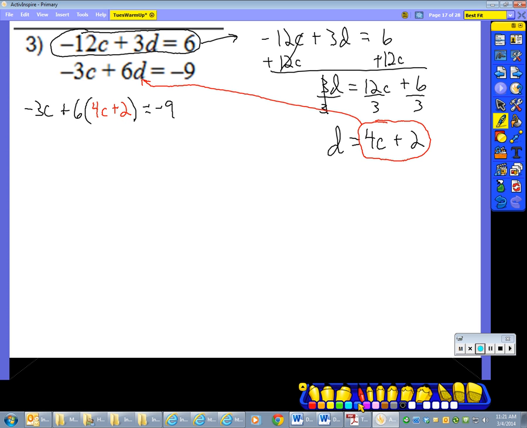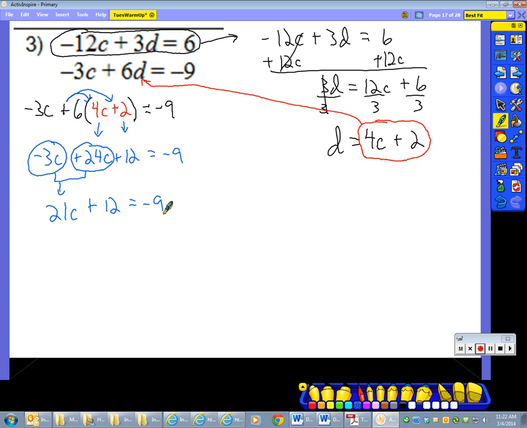So now I'm ready to solve to find out what c is. And the first thing I have to do is distributive property that you learned in 7th grade. So we got negative 3c, and then a positive 6 times a positive 4c is a positive 24c. A 6 times 2 is a positive 12. And now I can combine like terms. I have a negative 3c and a positive 24c. Whenever I combine those, I'm going to get 21c, positive 21c, plus 12 equals negative 9.